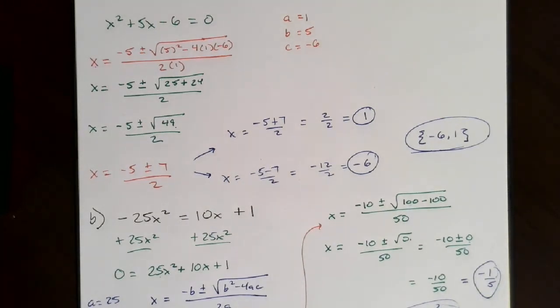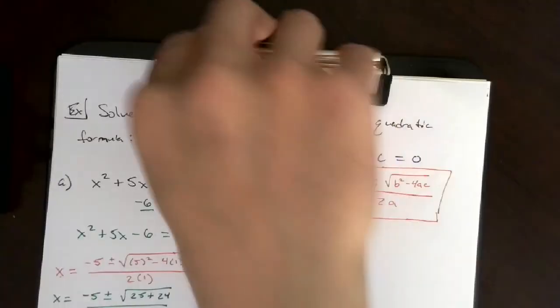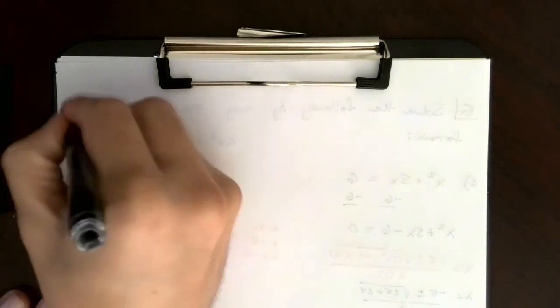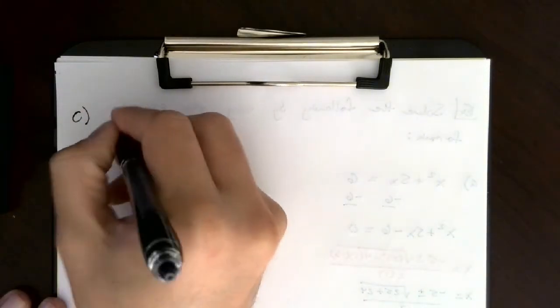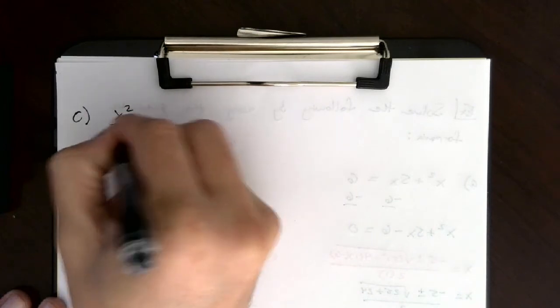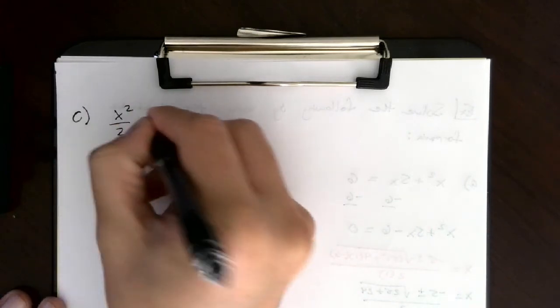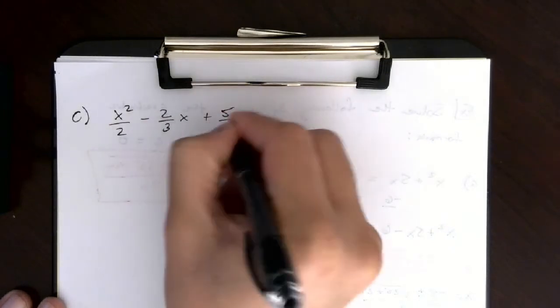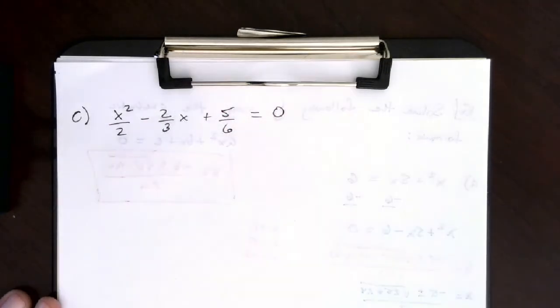And then let's take a look at just one more here. Sometimes people get thrown off by this, so I want to make sure that you understand how to use this. Again, the directions are solve using the quadratic formula. We have x squared over 2 minus 2/3 x plus 5/6 equals 0.